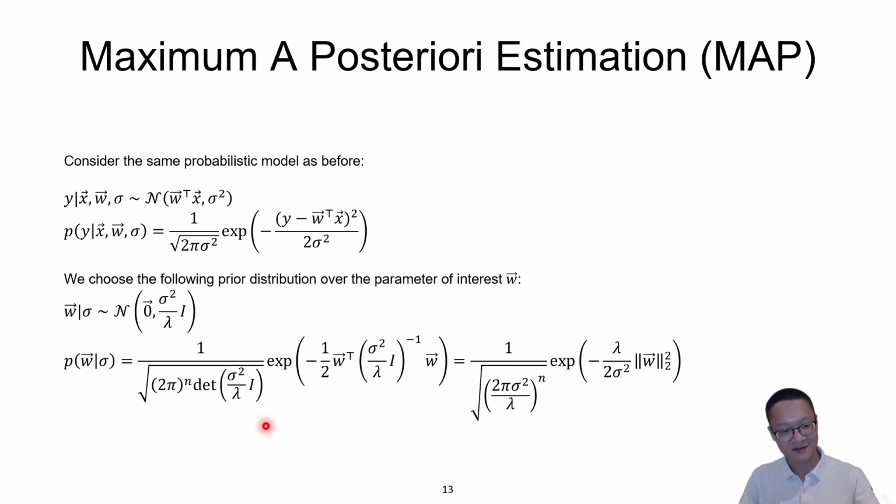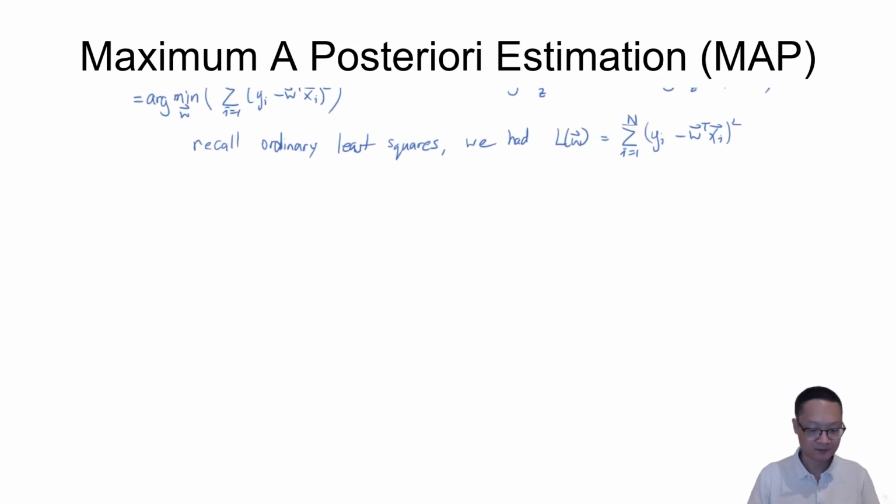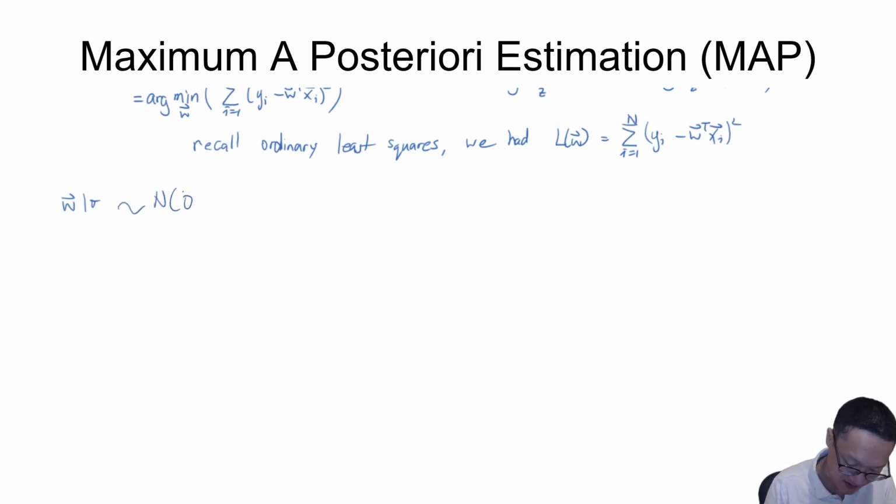Maybe it would be good to write this down as well, just to be absolutely clear. Okay, so we're going to capture our prior knowledge by assuming that our W is distributed normally with zero mean, meaning that the smaller values of sigma are going to be more likely. And then we have a diagonal covariance. So then we can write down the PDF.